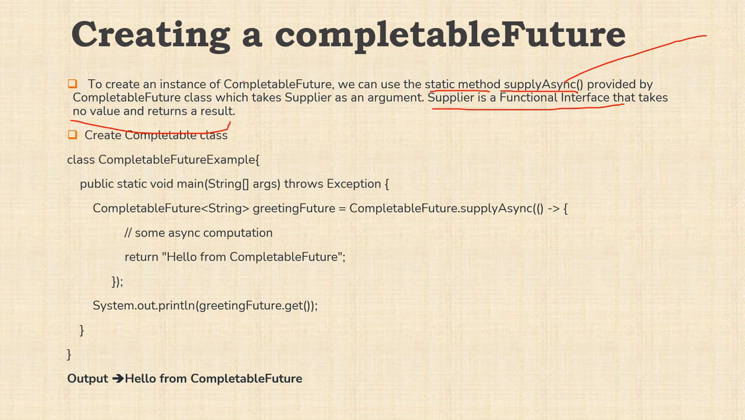So this will be the way by which we can create a CompletableFuture. In this, the future we are storing with the help of the CompletableFuture. So what we are doing: CompletableFuture.supplyAsync, and we are passing here, returning "Hello from CompletableFuture". Inside, it is taking the Callable interface, so it's returning a String here.